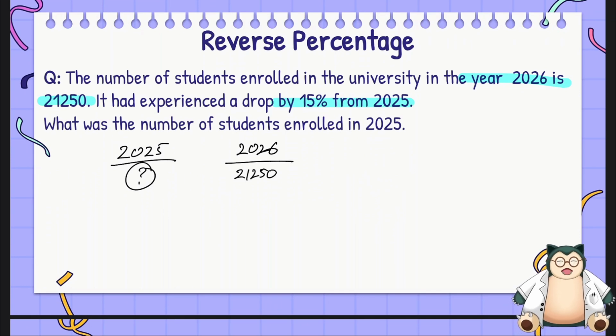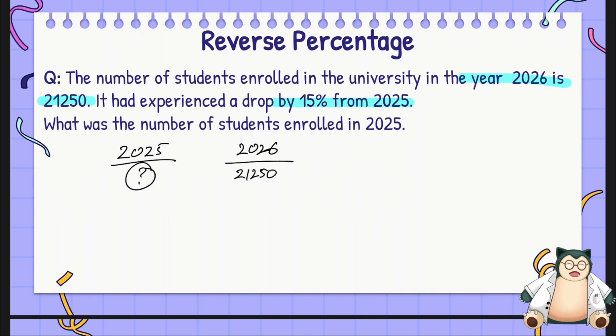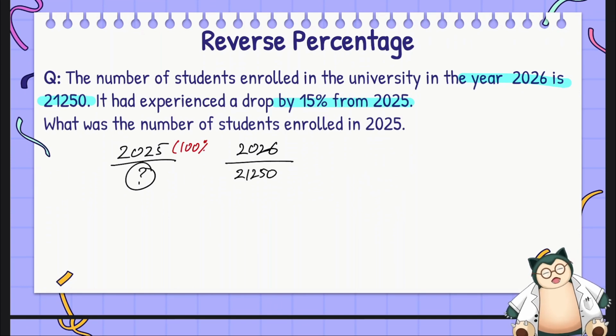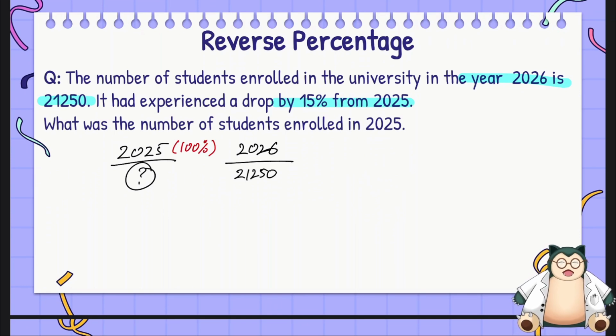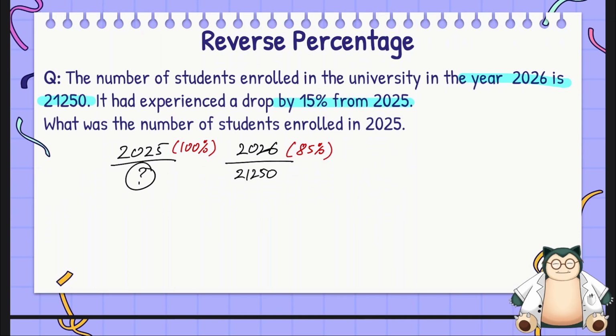Question, which is your 100%? Is it 2025 or 2026? Okay, 5, 4, 3, 2, 1. If you have chosen 2025, then you'll be right. So always remember, normally in the chronological order, the earlier time will be your 100%. So the change is after, which is 2026, it experienced a drop of 15%, so then it should be 85%. Now, how do we work backwards?